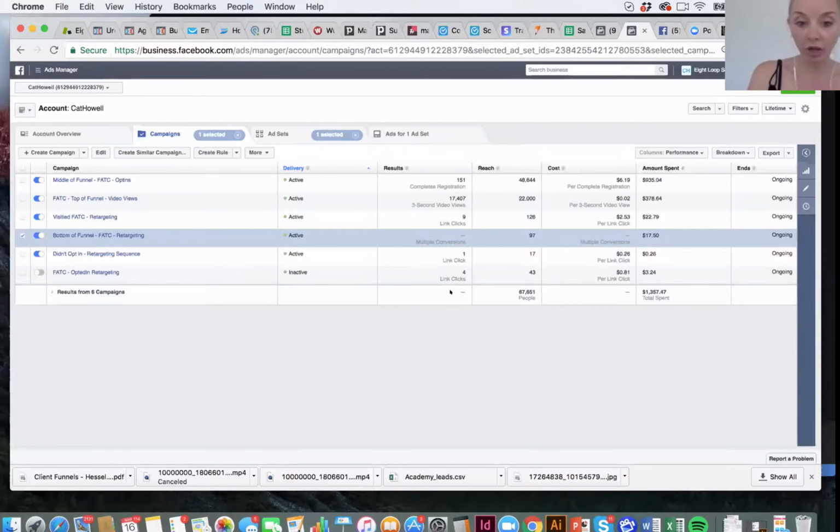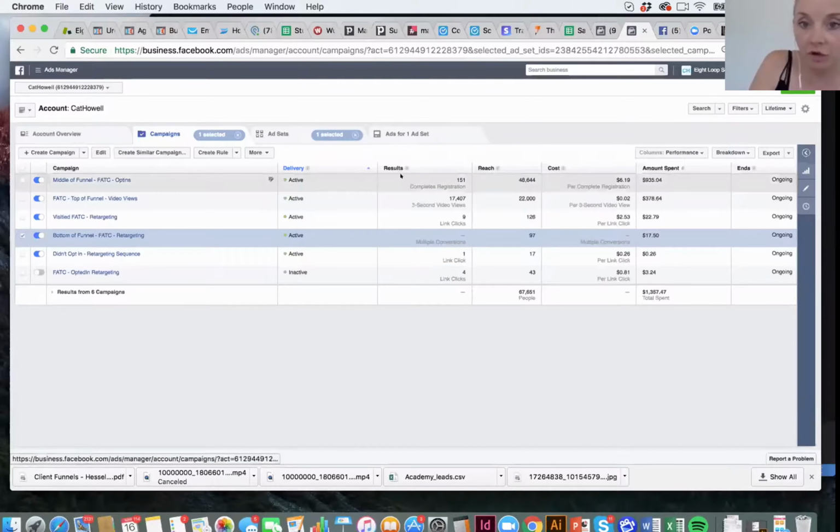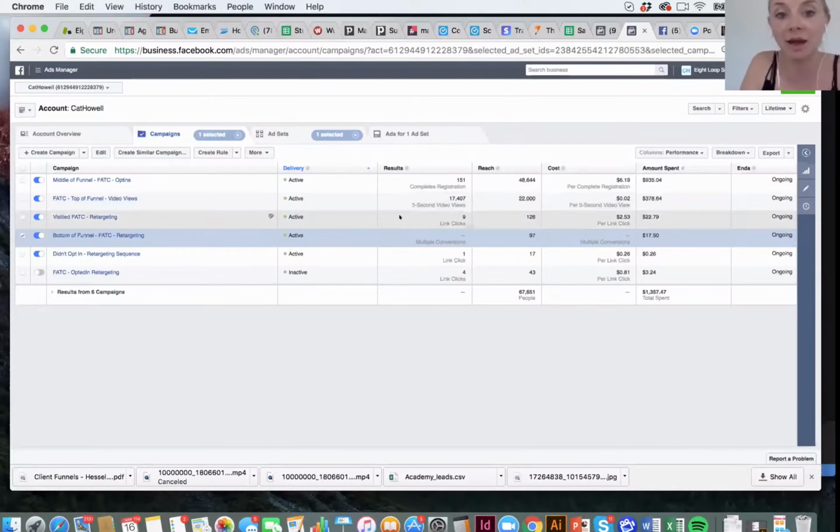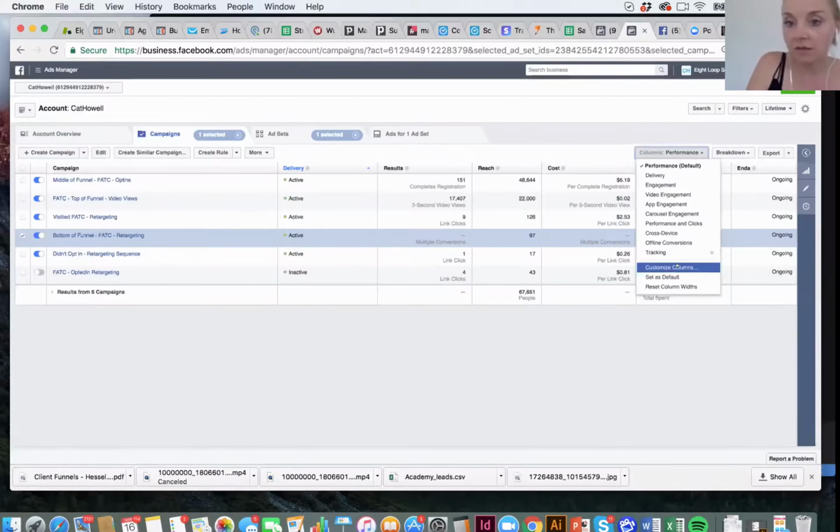But I've got all these different types of campaigns. But I can pull up purchases and event on all of them. Just because I didn't create a conversion campaign doesn't mean I can't see how many people bought from all of these. So this is how you do that. You go into your columns. You'll go customize. I've already got one saved here, but I'm going to show you how we do that first. I'll go customize columns.